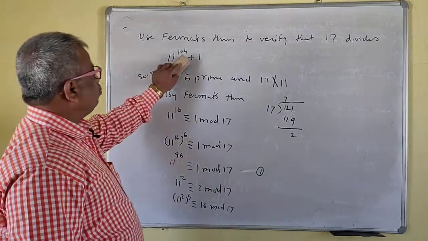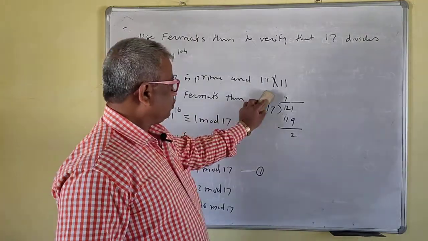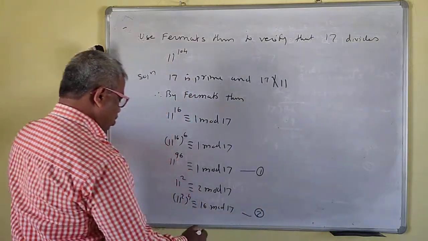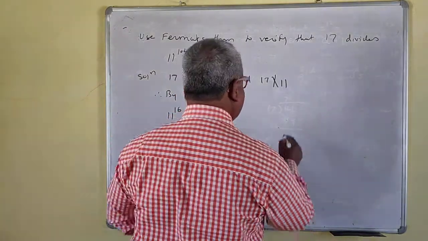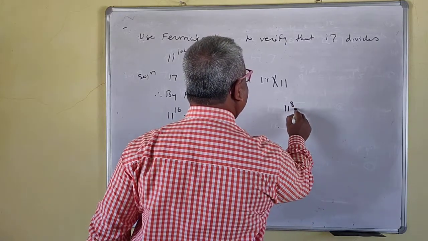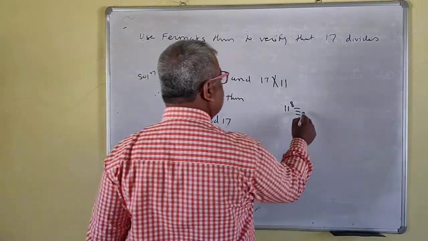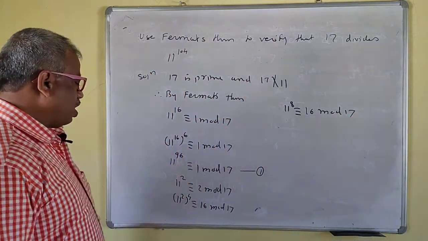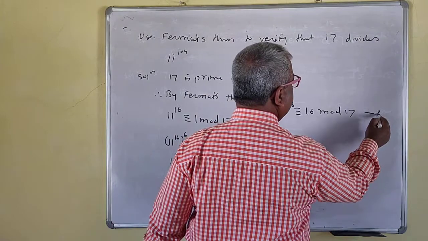Yeah, so one should not be there. Okay, so I will call this as 2 now. So not 2, this is 11 to the power 8 now. 11 to the power 8 is congruent to 16 mod 17. Okay. Now I call this as 2 now.